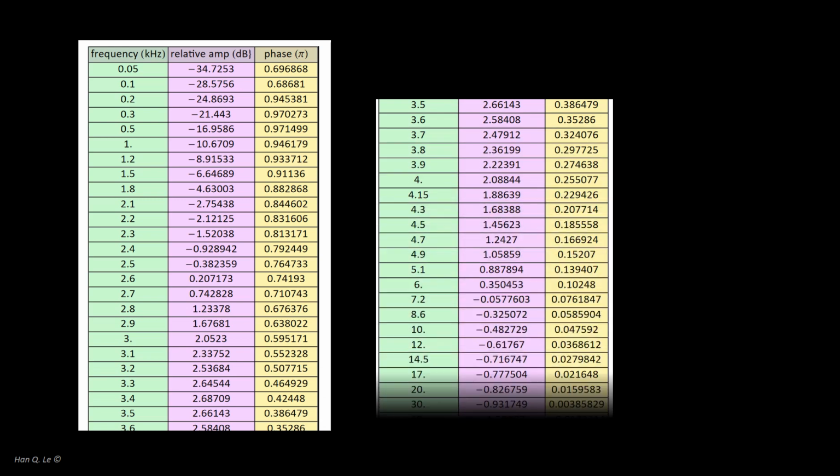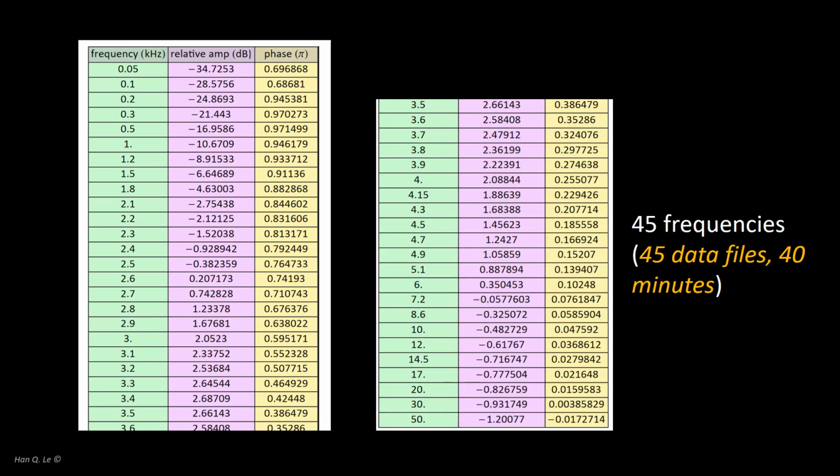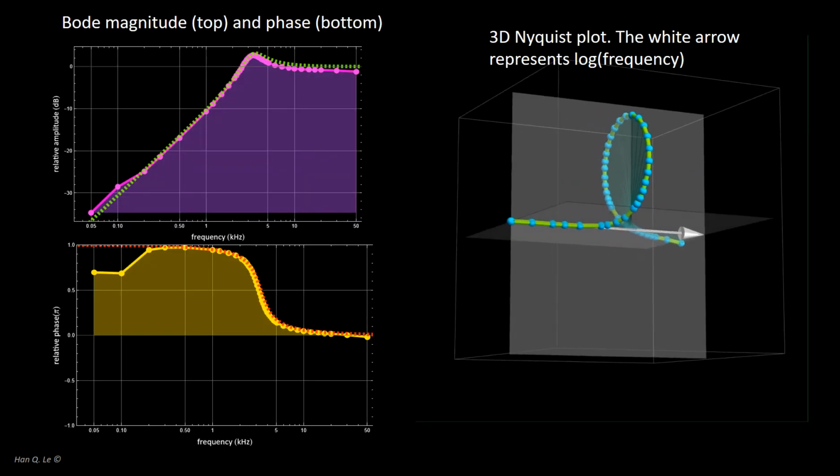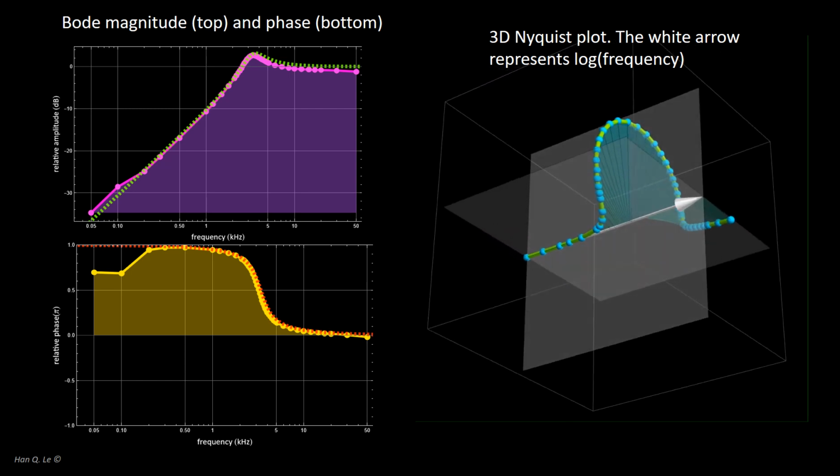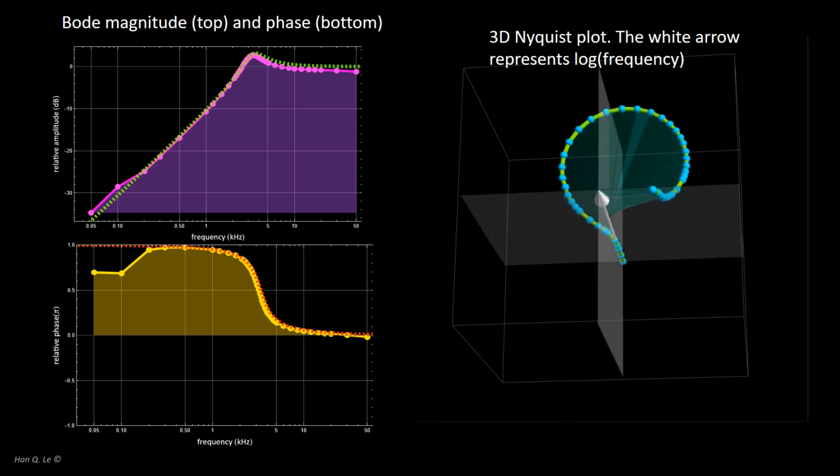The circuit frequency response was measured with 45 sinusoidal inputs. The frequency ranges from 50 Hz to 50 kHz. Fine data points were taken near the resonance to study its behavior. The Bode plots are shown on the left. The 3D Nyquist plot is shown on the right.